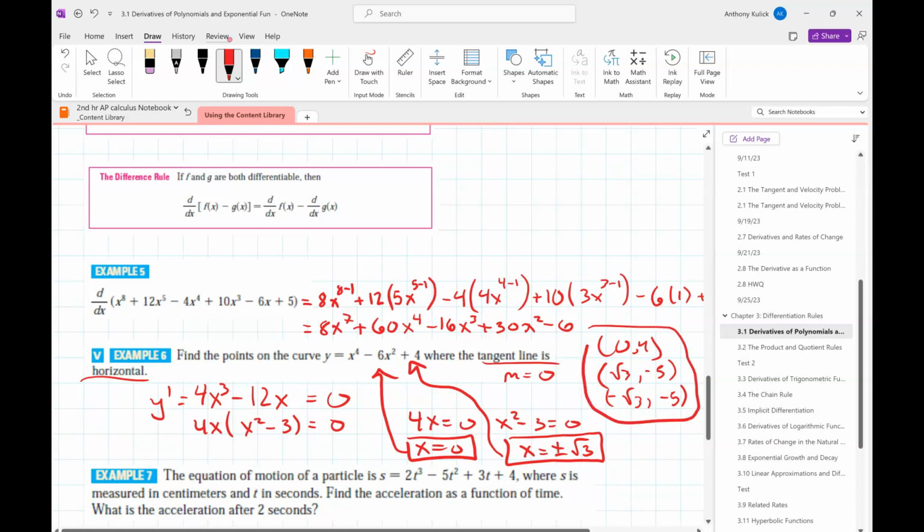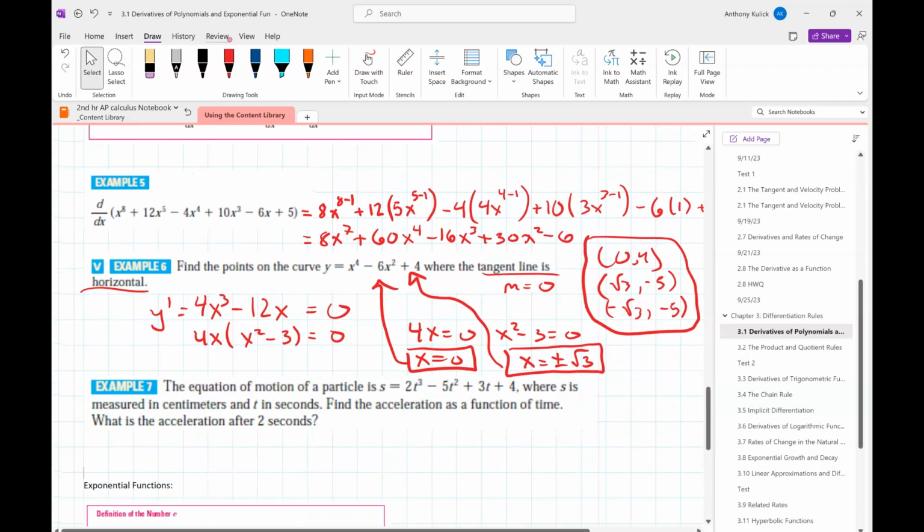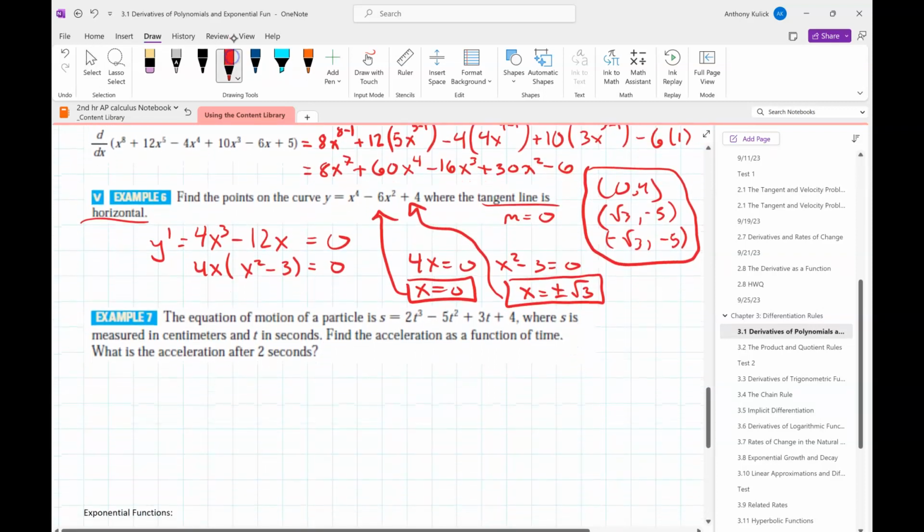So how did they plug it? This is just plugging the x's in. For 0, that's how I got 0, 4. And then the same thing with the square root of 3 and the negative square root of 3. We already had the x's. We found the x's, and I just plugged them into the y equals equation to get the y coordinate.